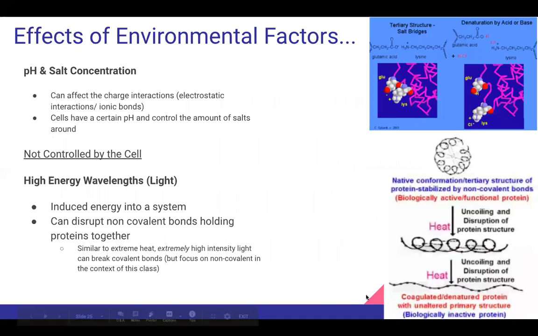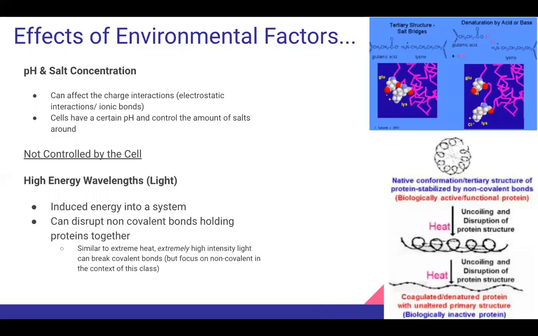Okay. And for pH and salt concentrations, these can affect charge interactions, which are the electrostatic ionic bonds. And cells have a certain pH that they work best at, and it allows them to control the amount of salts that are around. And that's for pH and salt concentration. And then the last environmental factor I think I have, that is not controlled by the cell, is high energy wavelengths or light.